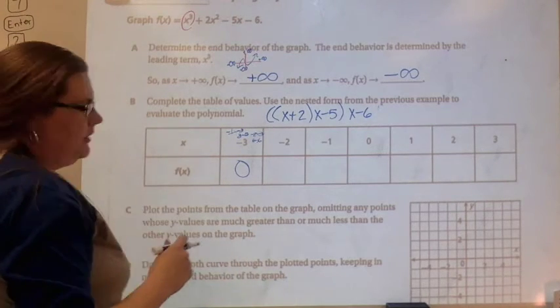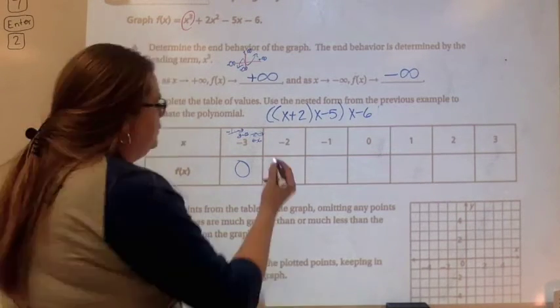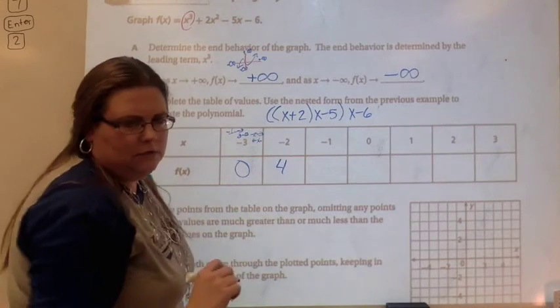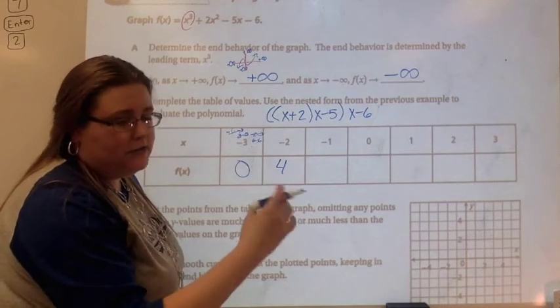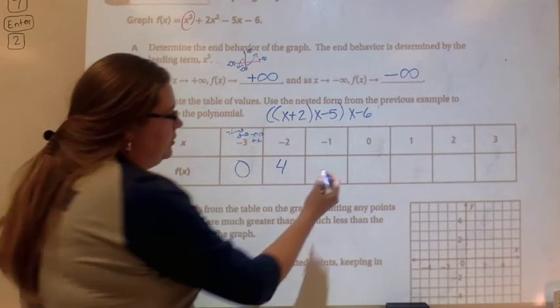So we should get that when x is negative 2, f of x is 4. And if you want to try this on your own to make sure that you can get it, which would be a great idea, pause it. And then unpause it, and you can see if you got it.